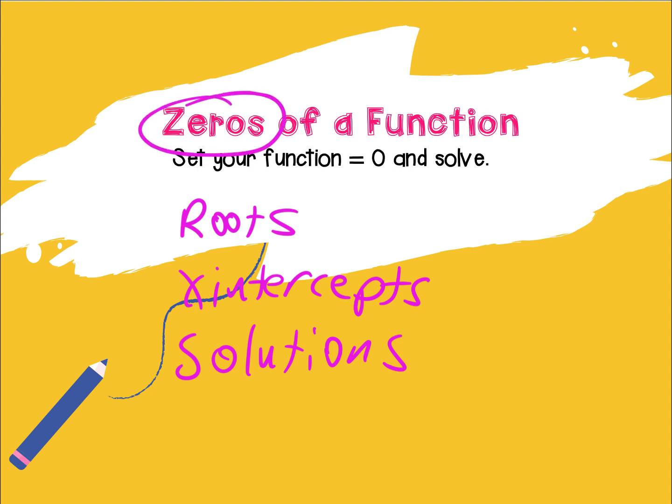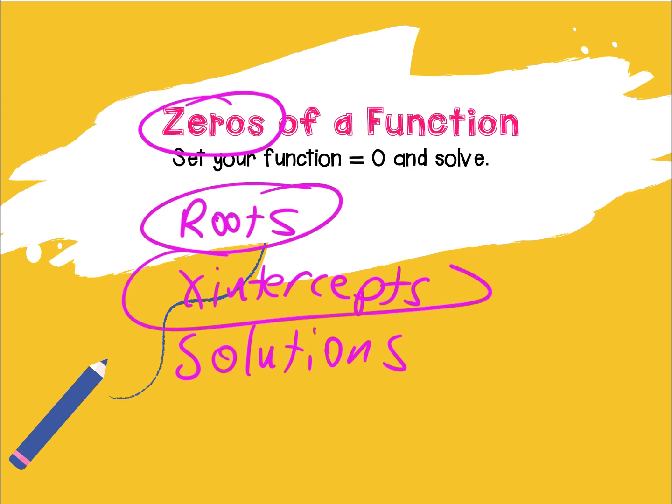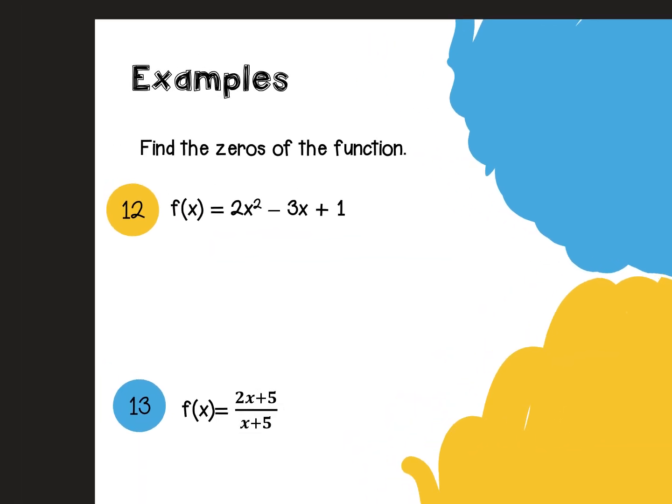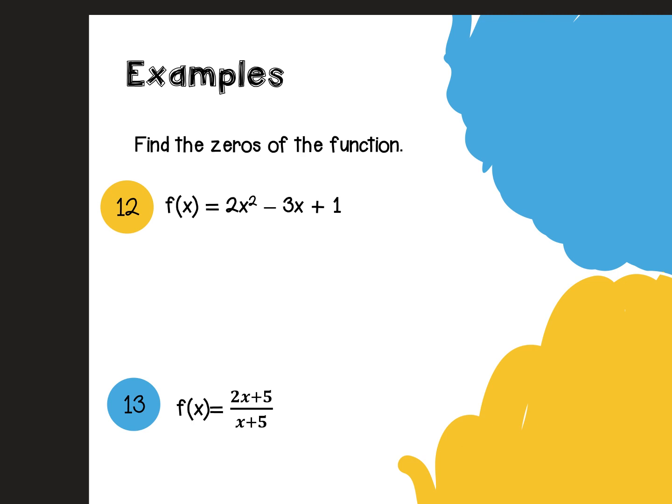Zeros, roots, x-intercepts, solutions. They all mean the same thing. Set your function equal to 0 and solve. How easy is that? What are we gonna have to do a lot of times? There's an F word in math that never goes away. Factoring. Happens a lot. Lots and lots and lots, guys.